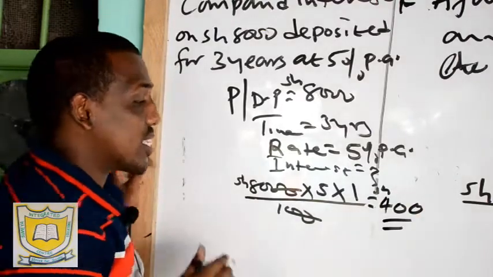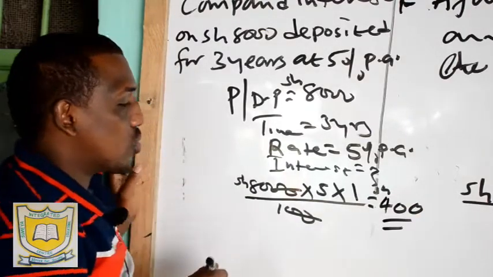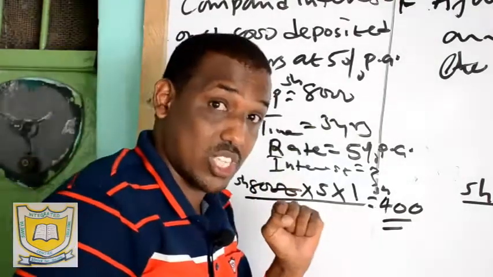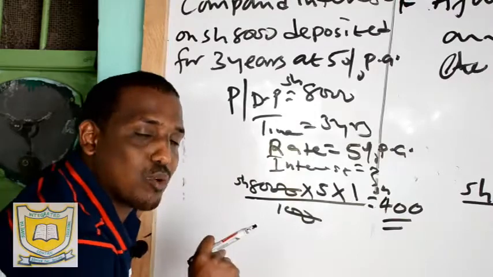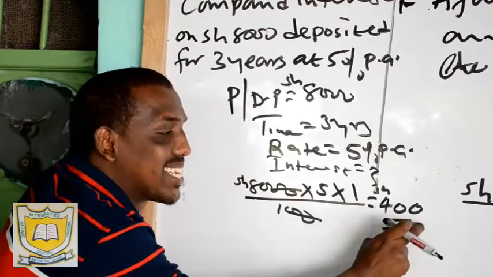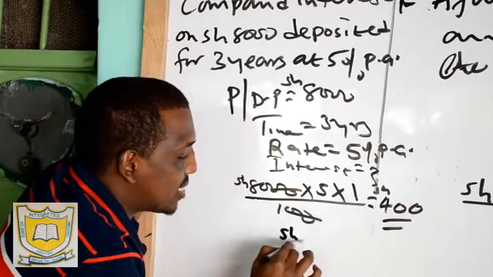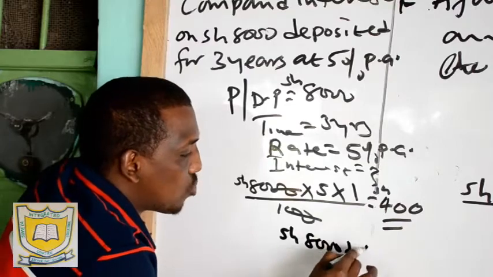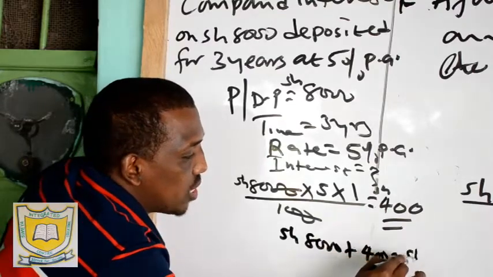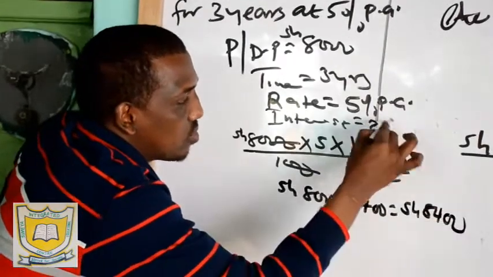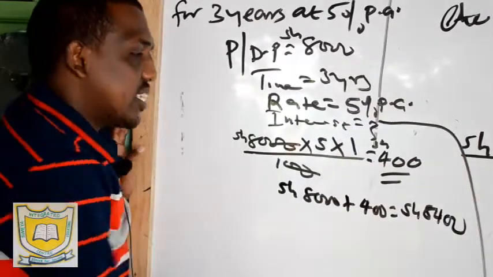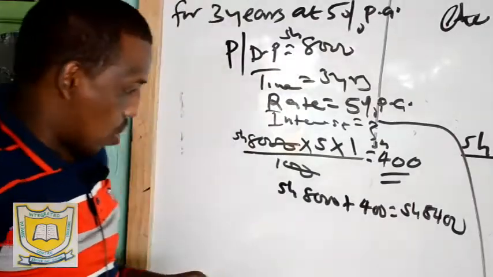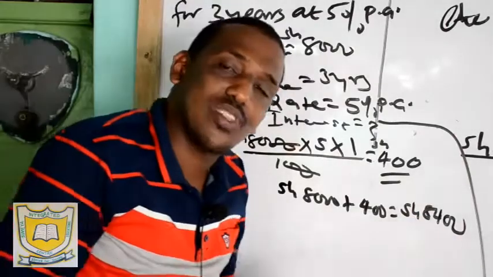We proceed now to the second year. To proceed to the second year, we must find the principal of the second year. To get the principal of the second year, we add the initial principal plus the interest of the first year. So we say shillings 8,000 plus 400 equals shillings 8,400. Now this is the principal of the second year.